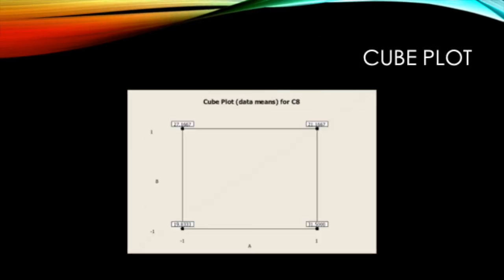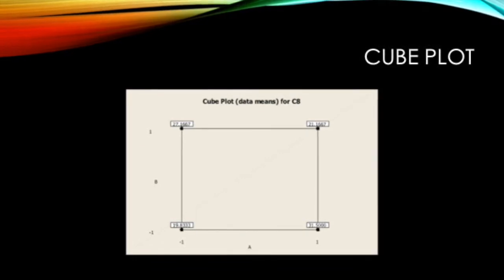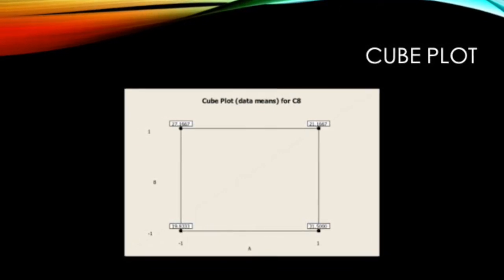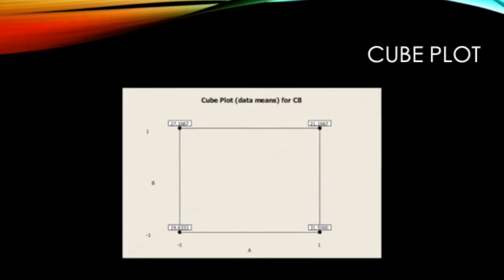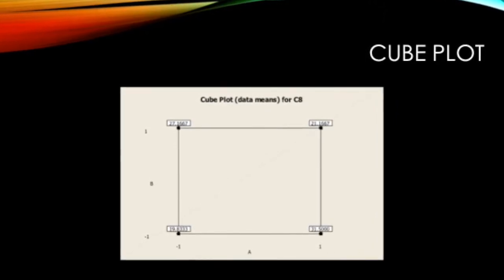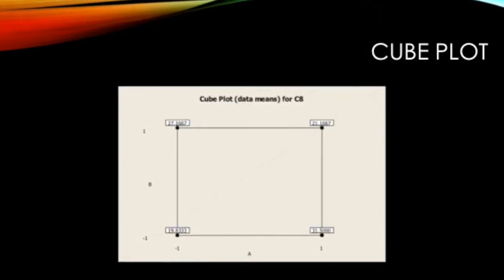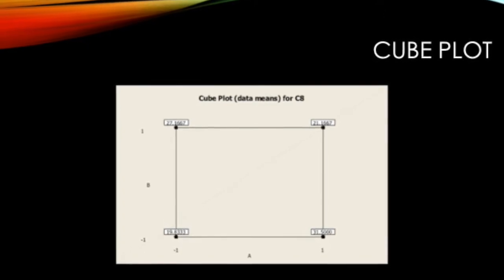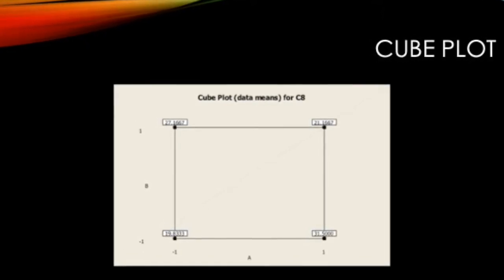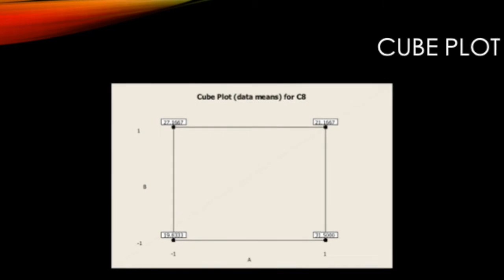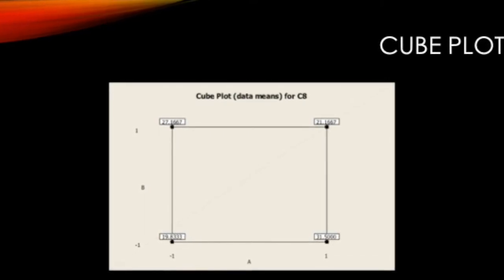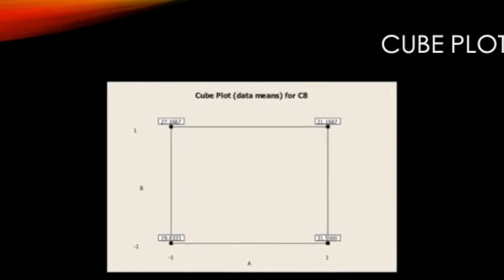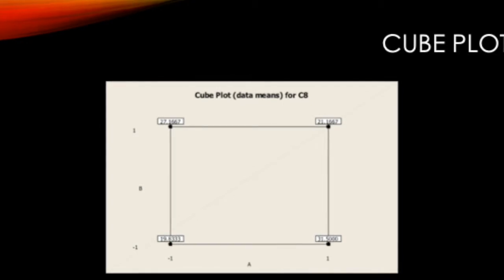The cube plot shows the averages of means of A and B at high and low levels. It shows that when both penalties and injuries are turned off, the mean was about 20. When penalties was turned off and injuries was turned on, the mean was about 27. When penalties was turned on and injuries was turned off, the mean was about 31. When both penalties and injuries were turned on, the mean was about 21.